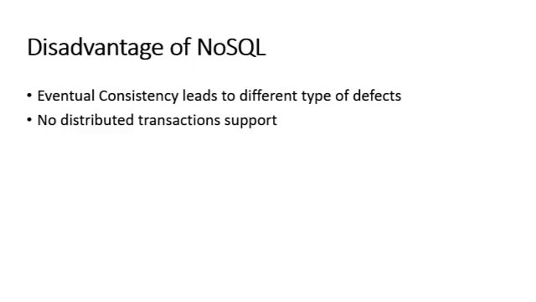There are disadvantages of NoSQL though. One key disadvantage is that eventual consistency leads to different types of defects that are sometimes hard to debug. In one of the quotes from a senior engineering person from Google, he has said that eventual consistency can sometimes lead to such defects that in some cases distributed joins and distributed transactions are still good, they are not bad, and you should consider using them. So, no distributed transaction support is the last point mentioned here for NoSQL.